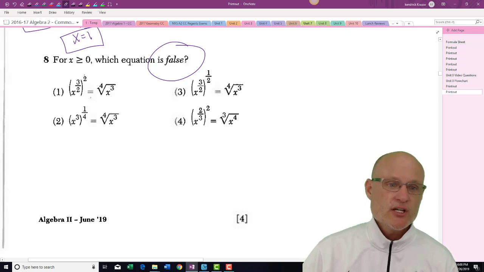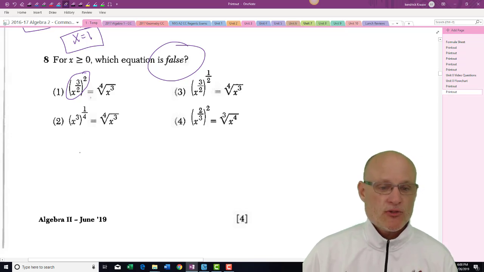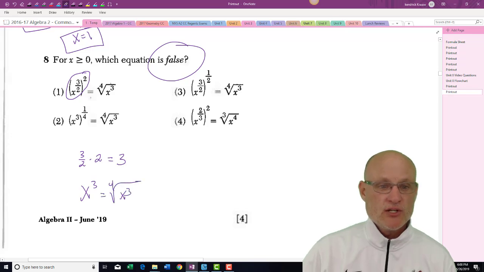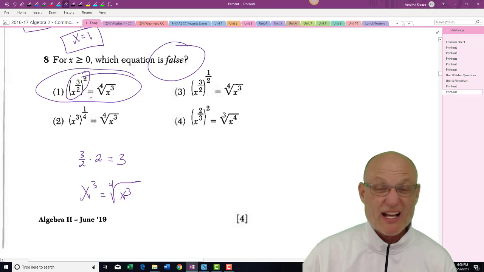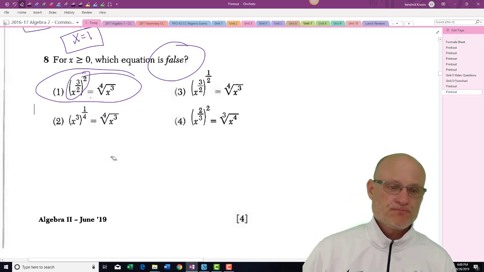Okay, let's do this. When you have exponents raised to exponents, we multiply the exponents. So this is 3/2 times 2, so that's just 3. So this becomes x cubed equals the 4th root of x cubed. So I'm going to guess this one's the right answer, which means it doesn't work. But let me check the other ones real quick.